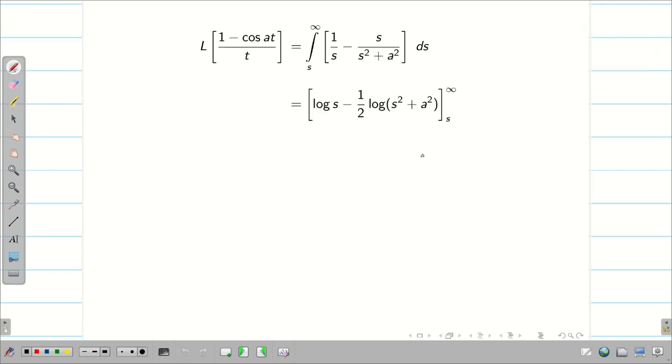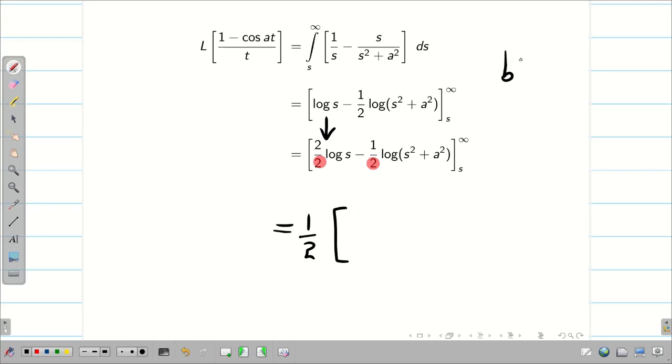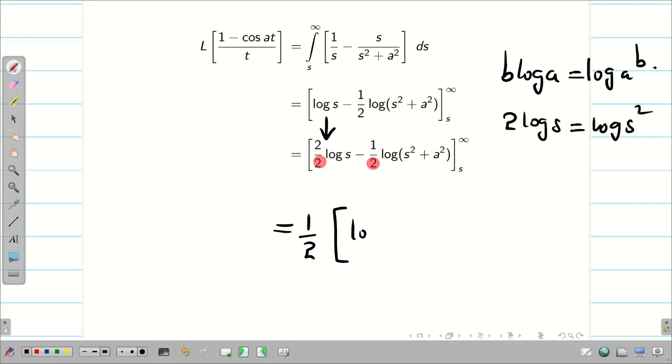Now applying the limit is not advisable. Simplify the terms here. So here we have 1 by 2. Now I am multiplying and dividing by 2 in the first term so that I will take 1 by 2 in common from the denominator. Now 2 log s will be there. I said b log a is equal to log a power b. So this 2 log s can be written as log s square. So I am writing this as log s square minus log s square plus a square, limit s to infinity.